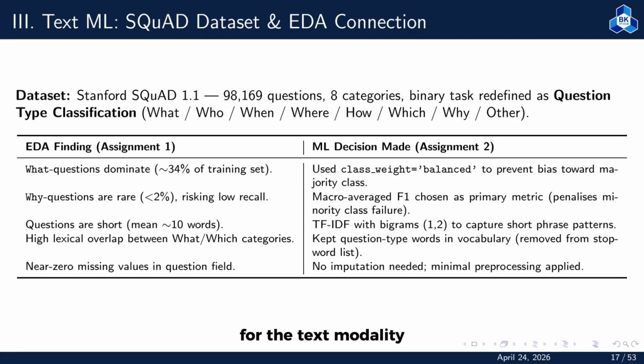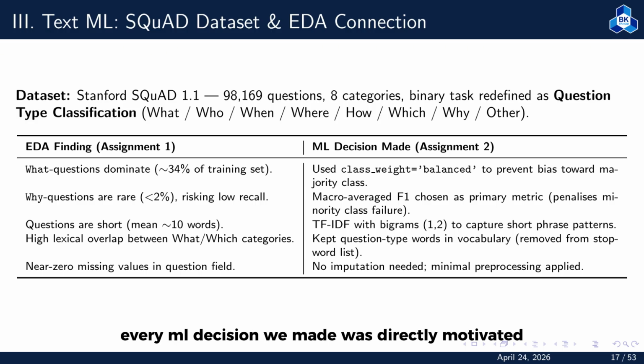For the text modality, we worked with Stanford SQuAD 1.1, a reading comprehension dataset with over 98,000 questions. Since SQuAD is not a classification dataset by nature, we redefined the task as question type classification. Given a question, classify it into one of 8 types: what, who, when, where, how, which, why, or other.